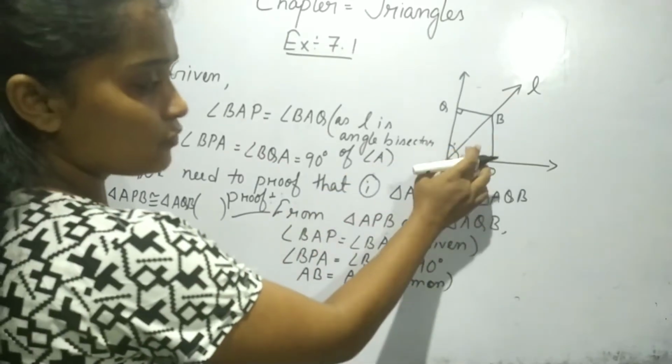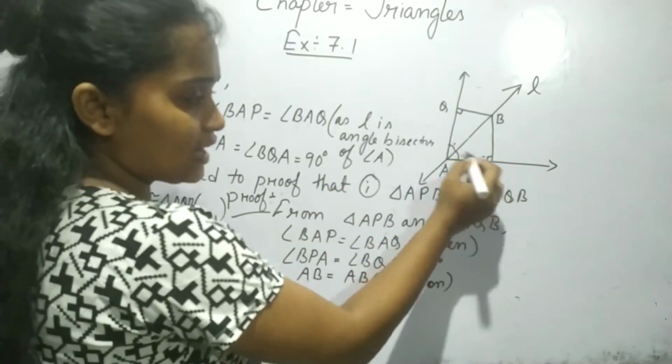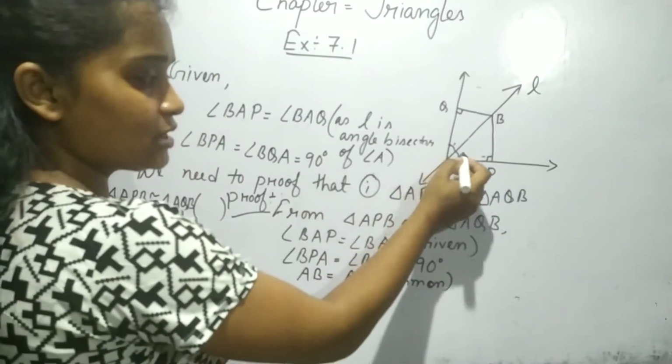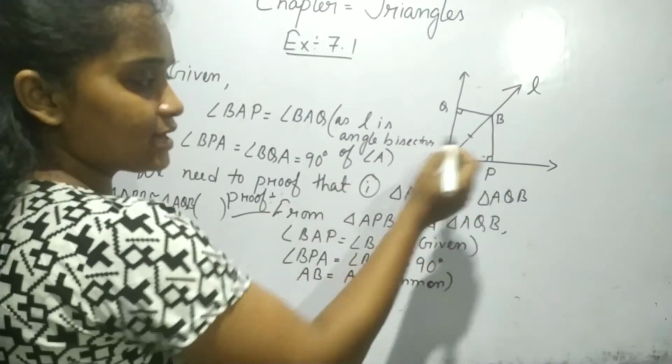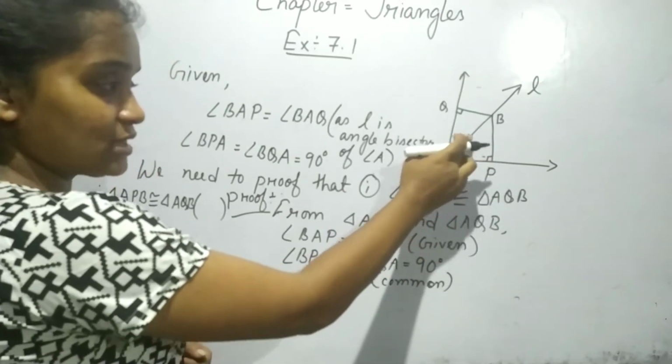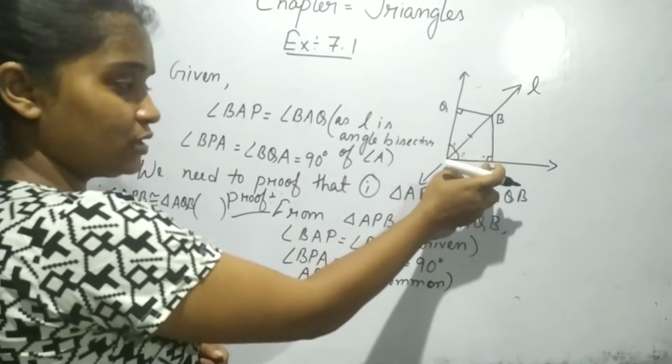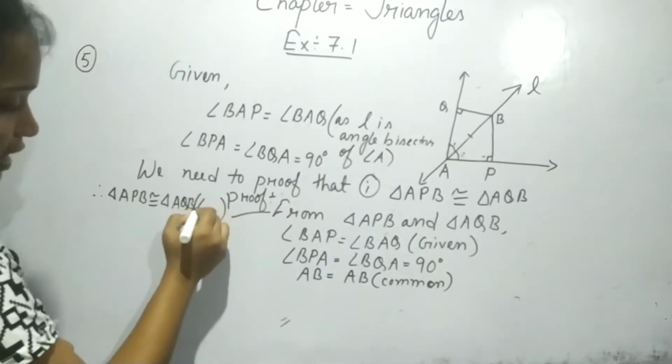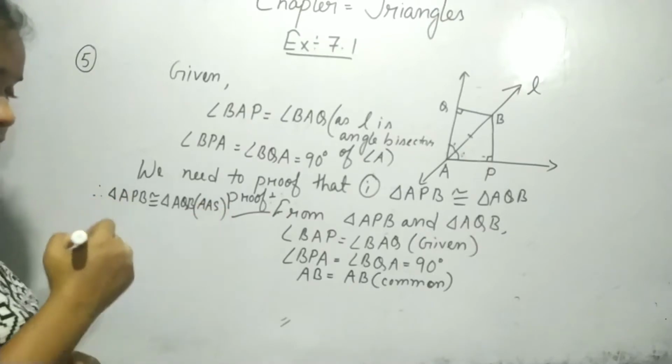Look, from this triangle only. I am taking this angle here, this angle also I am taking here, and this side I am taking from this triangle. So it should be angle, angle, what? Side. The side is not in the middle of them, no. So it is angle, angle, side. So I am writing angle, angle, side.